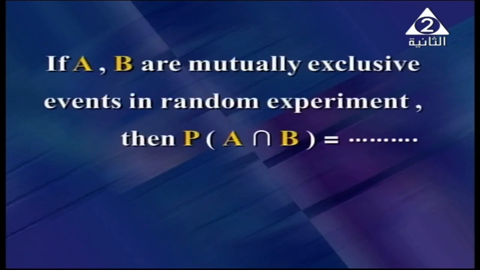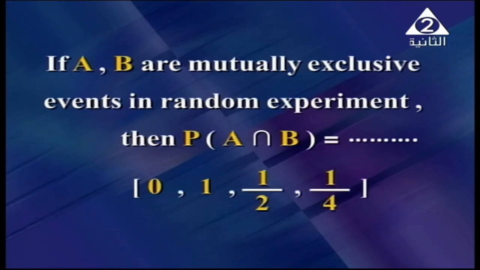Another example, if A and B are mutually exclusive events in the random experiment, so what about the probability of A intersection B? Is it 0, 1, half, or quarter? As the two sets are mutually exclusive, there is no intersection between them. It means that A intersection B equals phi. So what about the probability of phi? It will be 0, which is the first choice.